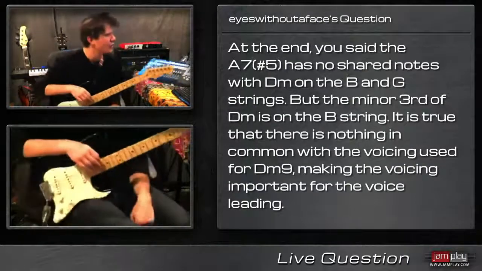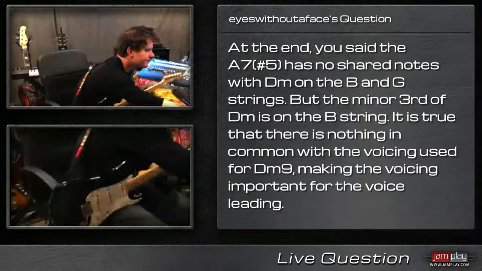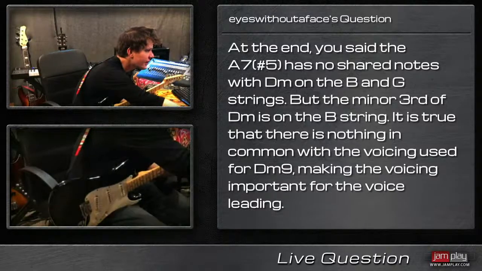Okay, kind of a long question. Let me read that once more so I can just make sure I'm answering it right. So, at the end, you said the A7 sharp 5 has no shared notes with the D minor on the B and G strings, but the minor third of the D minor is on, okay, yep. Is it true that there is nothing in common with the voicing used for the D minor 9, making the voicing important for the voice leading?